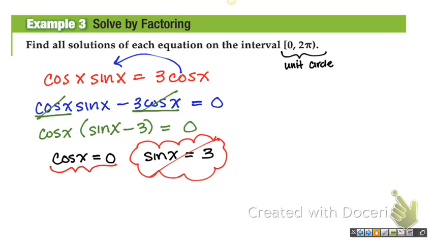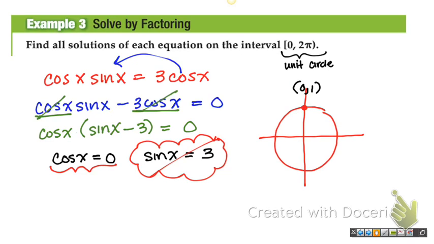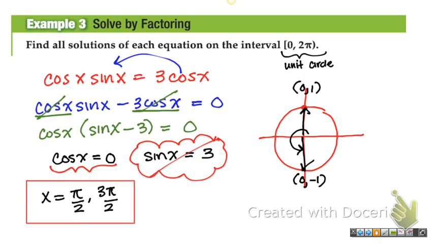Now, over here, we just have to find all the values where the cosine of x equals 0. If we go back to the unit circle, where does the cosine of x equal 0? Here and here, right? So that's this angle, which is pi over 2, and this angle, which is 3 pi over 2. And that's it. All right, so these work the same way if you have a word problem.